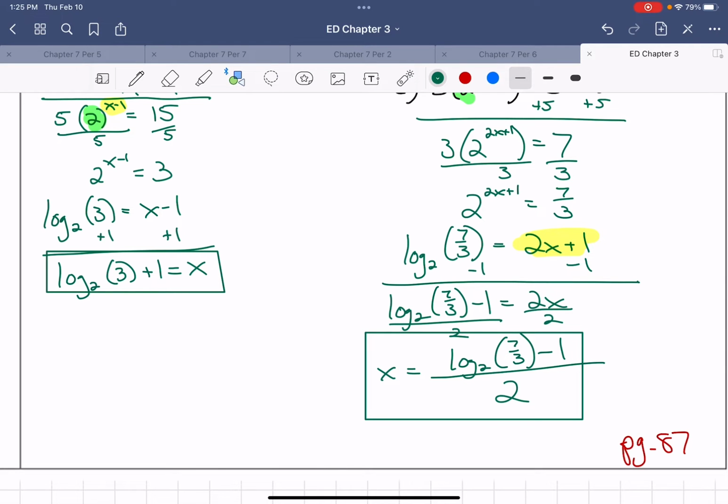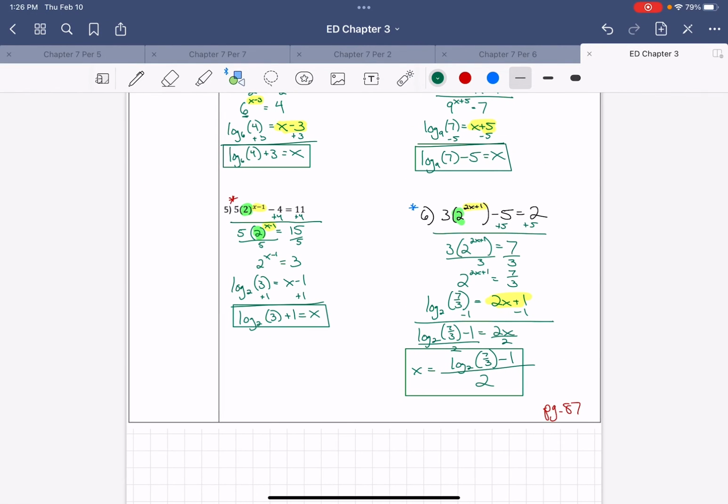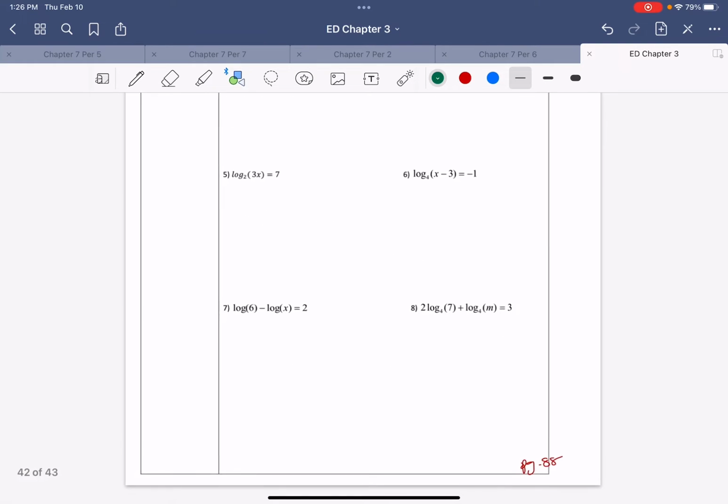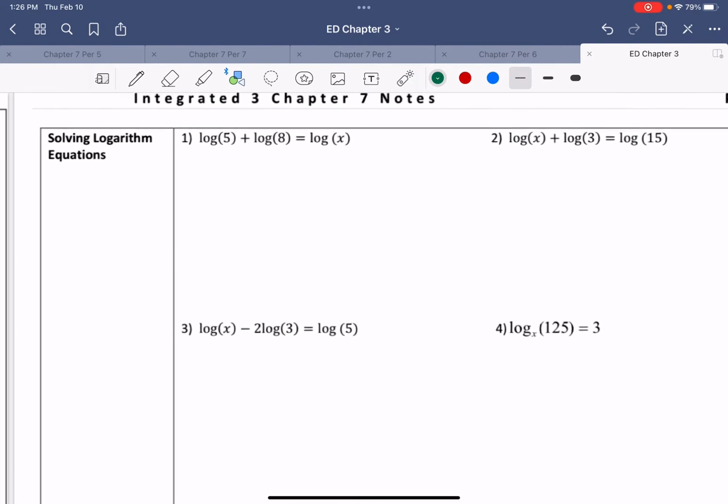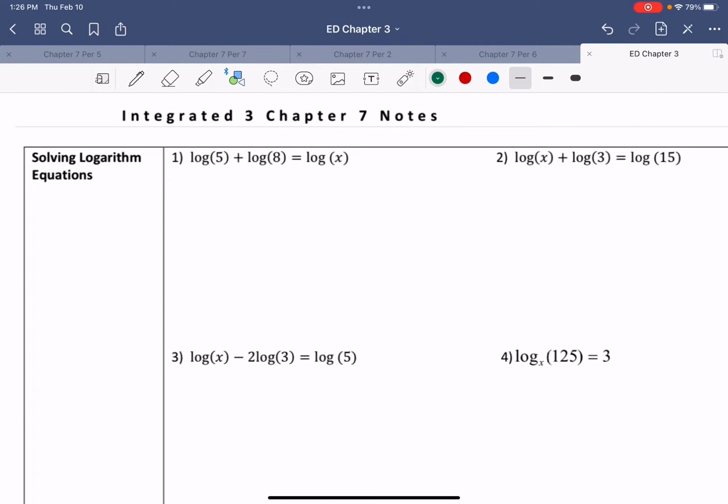And then we have one more page we need to talk about. This one's going to go on page 88 of your notebook when you're done. Same thing, it's going to need to be folded. So we are going to solve logarithm equations. So now we're going to use everything we've learned about logs to be able to solve them.